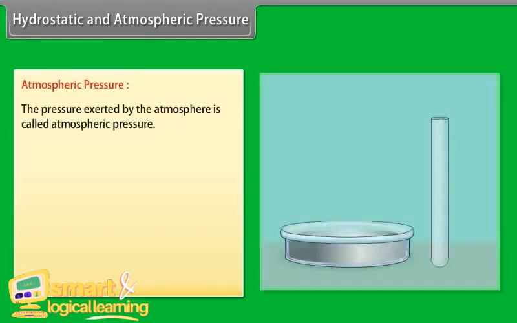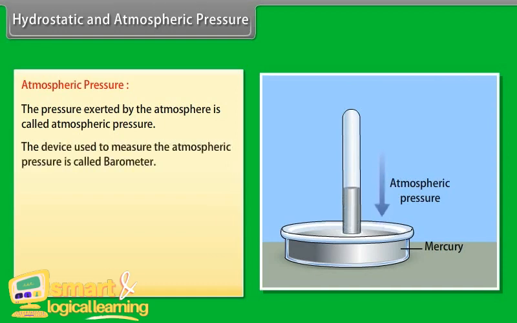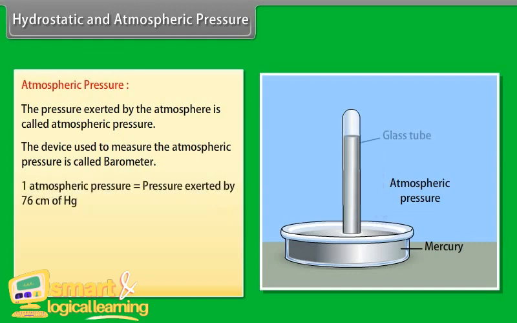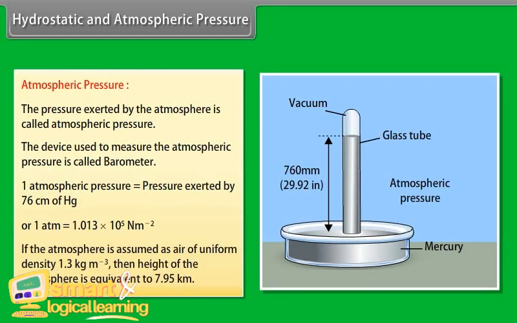Atmospheric pressure. The pressure exerted by the atmosphere is called atmospheric pressure. The device used to measure atmospheric pressure is called a barometer. 1 atmospheric pressure is equal to the pressure exerted by 76 centimeters of mercury, or 1 atm = 1.013 × 10^5 newton per meter squared. If the atmosphere is assumed to be air of uniform density 1.3 kilogram per meter cubed, then the height of the atmosphere is equivalent to 7.95 kilometers.